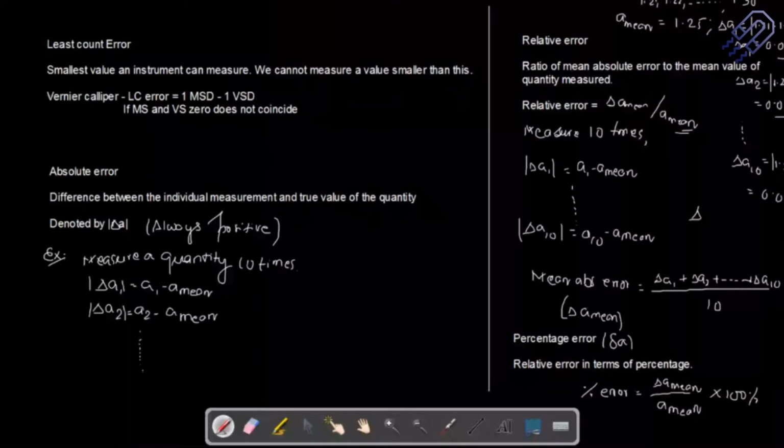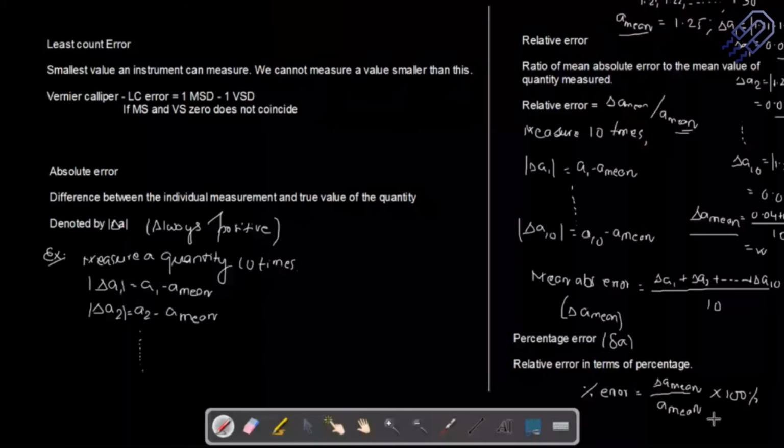So delta A mean would be 0.04 plus 0.03 and so on up to 0.05, divided by 10. If you take this, you are going to get the value of delta A mean. So you have got delta A mean, you have got A mean, you divide one by the other, and you are going to get the value of relative error. Is it clear, Vigan? Yes, sir. It's clear. Okay. So if we take delta A mean by A mean and multiply it with 100, we are going to get the percentage error.